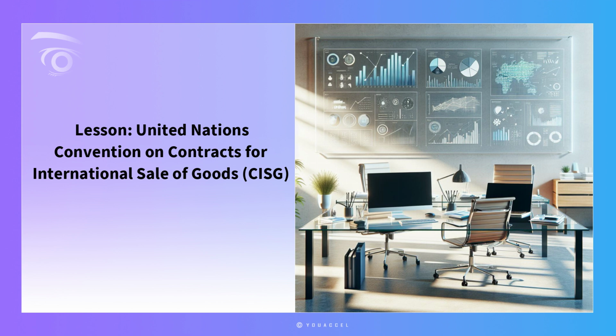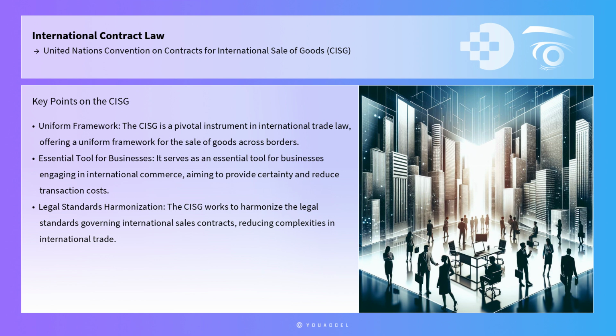Lesson: United Nations Convention on Contracts for International Sale of Goods, CISG. The United Nations Convention on Contracts for the International Sale of Goods is a pivotal instrument in international trade law, offering a uniform framework for the sale of goods across borders.